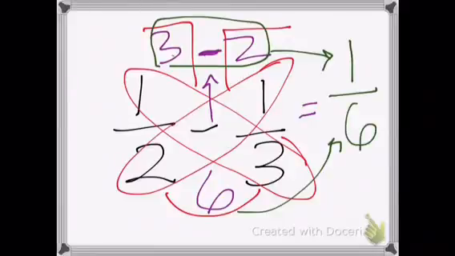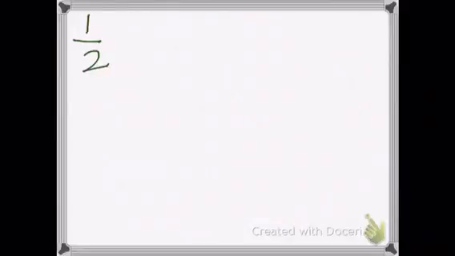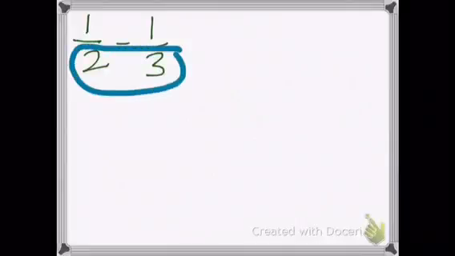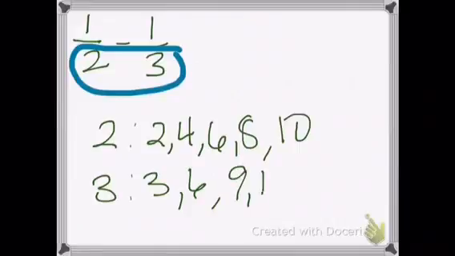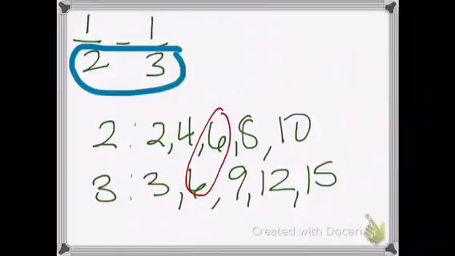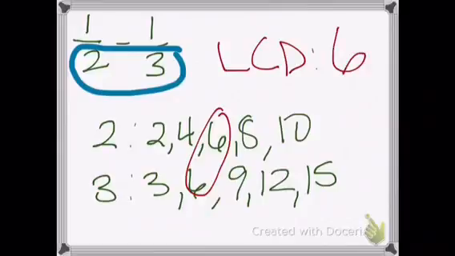Now I'll very quickly show you how to use the LCD method with this, and then we'll wrap this up. So 1/2 minus 1/3. Remember, we need to find the least common denominator. So we do 2 and 3, and we've already done 2 and 3, I believe, but we're going to do it again. 2, 4, 6, 8, 10, and then 3, 6, 9, 12, 15. We see 6 is the number that we have in common. That means our LCD is 6, our least common denominator. The one they have in common that's the smallest of all the numbers.